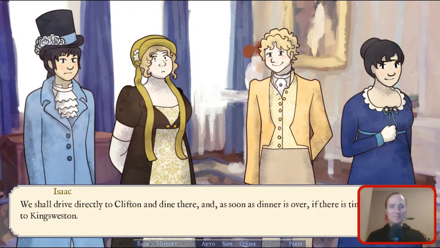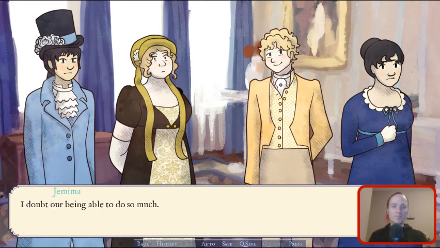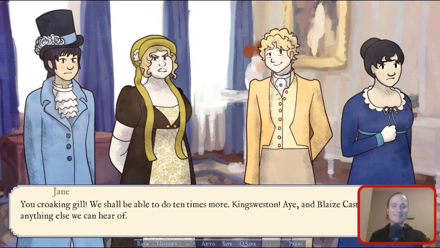Yep. We shall drive directly to Clifton and dine there. And as soon as dinner's over, if there's time for it, go on to King Weston. I doubt our being able to do. You croaking Gil, we shall be able to do 10 times more. King Weston, aye, and Blaze Castle too, and anything else we can hear of.